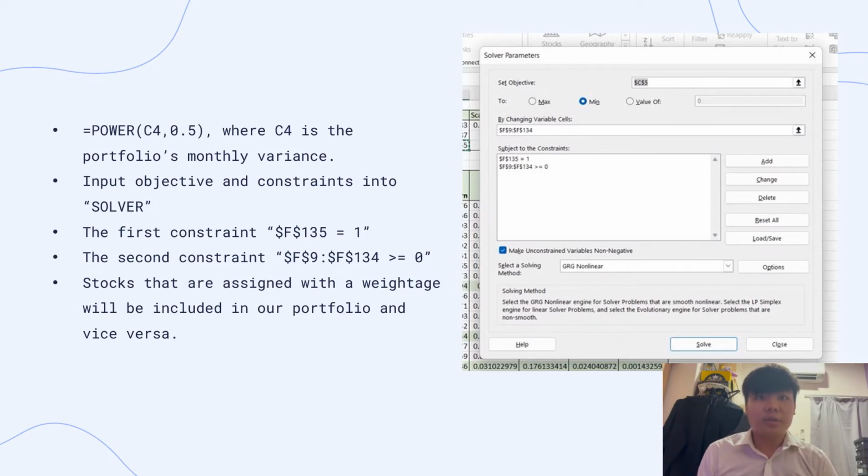Next, we input the first constraint as shown in the slides, which means the total weightage of all stocks is equal to 1. This constraint allows all capital of 100 million Canadian dollars to be invested in the portfolio. The second constraint as shown in the slide is that the weightage should be larger than or equal to 0 to make sure there is no negative weightage allocated. As such, stocks that are assigned with a weightage will be included in our portfolio and vice versa.